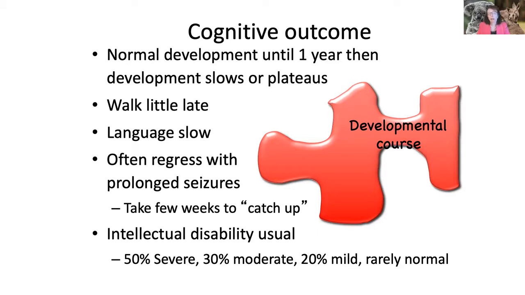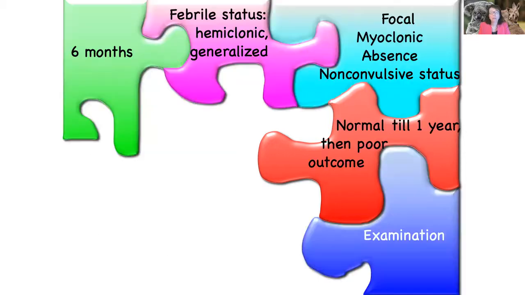Most of the patients with Dravet syndrome have a poor cognitive outcome, with 50% having severe intellectual disability, 30% moderate, and about 20% mild. Only very rare individuals have normal intellect by the time they reach adult life.